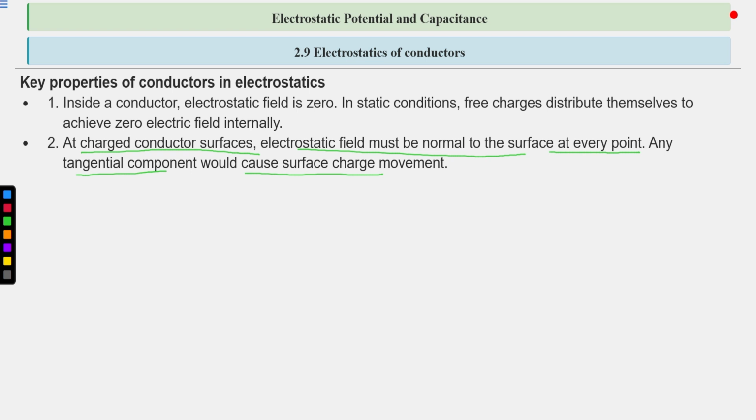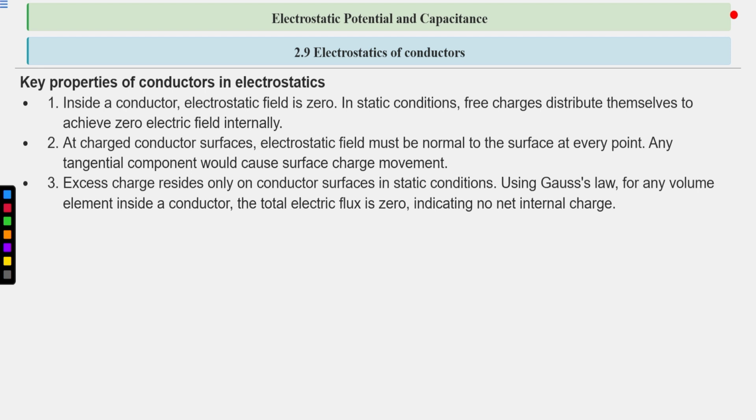So in stationary condition, when charges are not moving, the tangential component of electric field must be zero. So there should only be a perpendicular component of electrostatic field on the surface of a charged conductor. So that's why in stationary conditions at charged conductor surfaces, electrostatic field must be normal to the surface at every point. Any tangential component will cause surface charge movement.